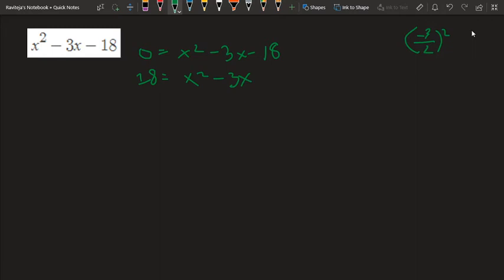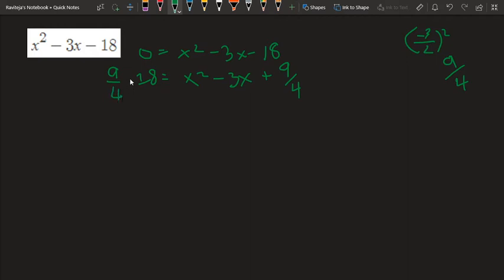Now this isn't an even number, so we can't really square it. But when you're squaring fractions, what you want to do is square the numerator and the denominator. So for example, negative 3 squared is 9, and then 2 squared is 4. So that means negative 3 over 2 squared is 9/4. So now we want to add 9/4 on both sides. So we get plus 9/4, and then we add 9/4 on this side as well.